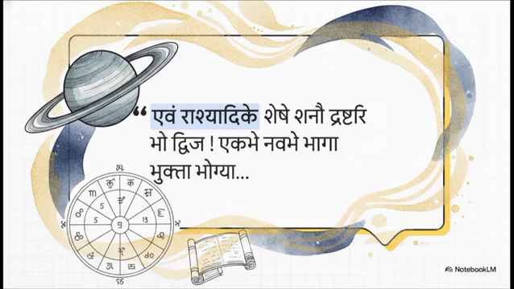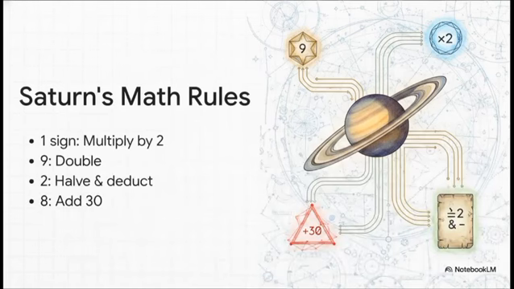But what does a literal parsing of these terms mean in practice? Well, Shano refers to Saturn, Drashtari means when aspecting, and Bhaga translates to degrees. This verse is giving us precise fractional adjustments based purely on geometric distance. So here's the crucial point when we translate these conditional rules into simple English. Once you have your base angle, you check its size and zodiac signs.